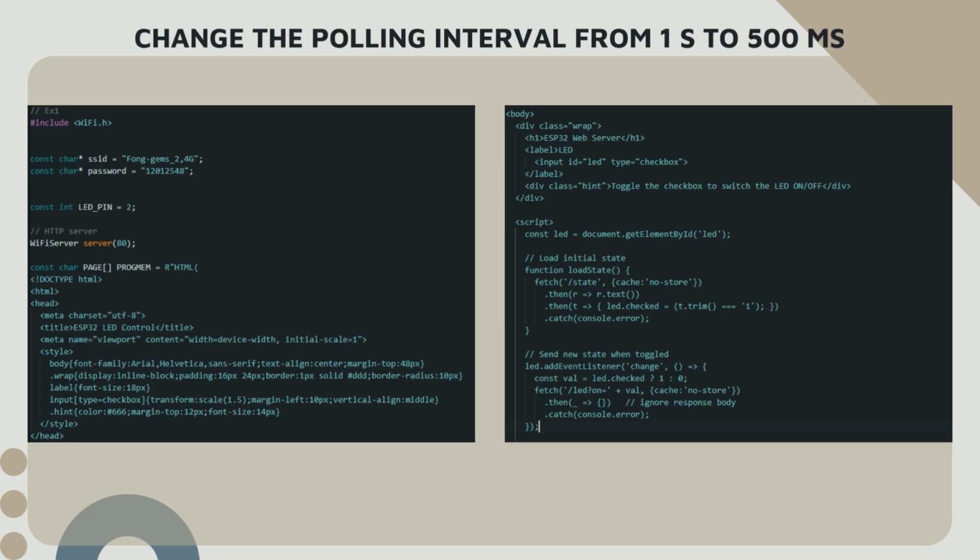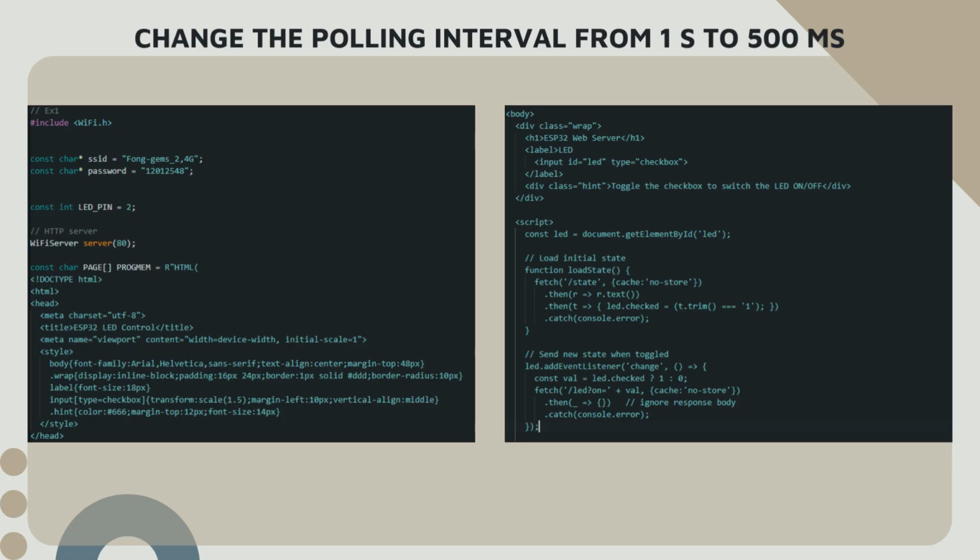This exercise is quite simple because we just change the setInterval. In my code it is about 5 seconds, or 5,000 milliseconds, and I just have to change it to 500 milliseconds. That means it will poll the state more frequently for every connected client. That means it will use more CPU and network usage on the ESP32, and that was really quite simple.